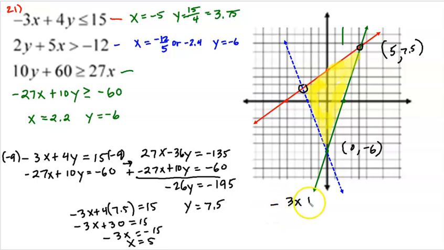So -3x plus 4y equals 15. 5x plus 2y equals -12. Using elimination, I'm going to multiply the bottom by -2.